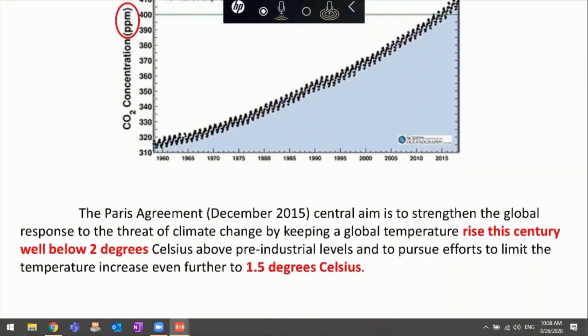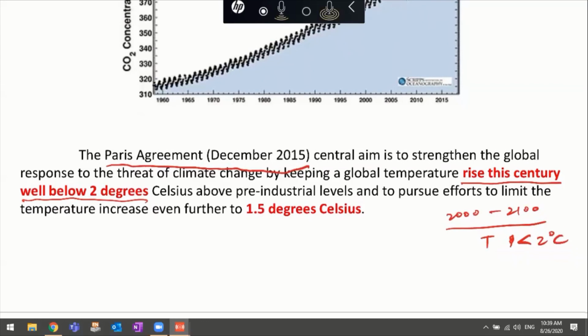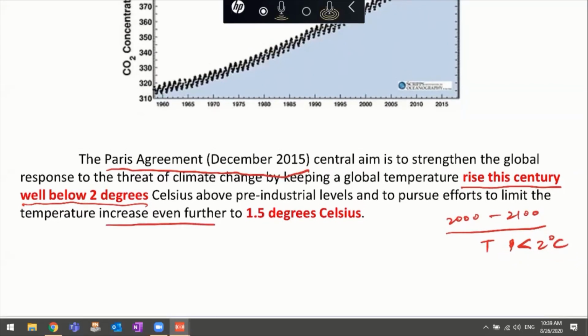So that's why people gathered together again. So we signed the Paris Agreement, which happened in 2015. The goal is to basically constrain, right? To constrain the temperature increase to well below 2 Celsius during this century. So basically from 2000 to 2100, we want the temperature increase to be below 2 Celsius, okay? So we also have some ambitious goals, right? If we can even restrain this to below 1.5 Celsius.